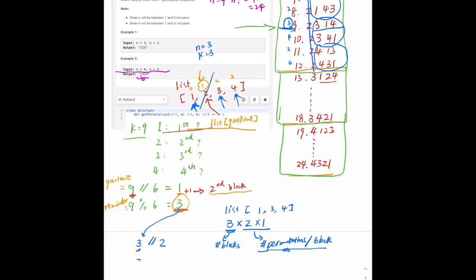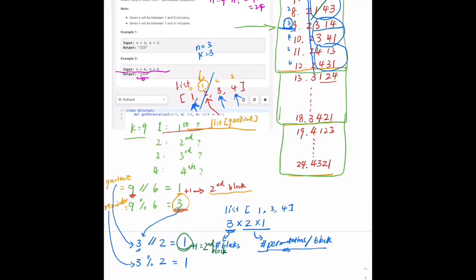And we also take the mod of this number. So the quotient now is this, and the remainder is this. And we get 1 and 1 here. So what does that mean? It actually means we can ignore the first block, which is here, because the remainder is not 0. So we know it's in the second block.